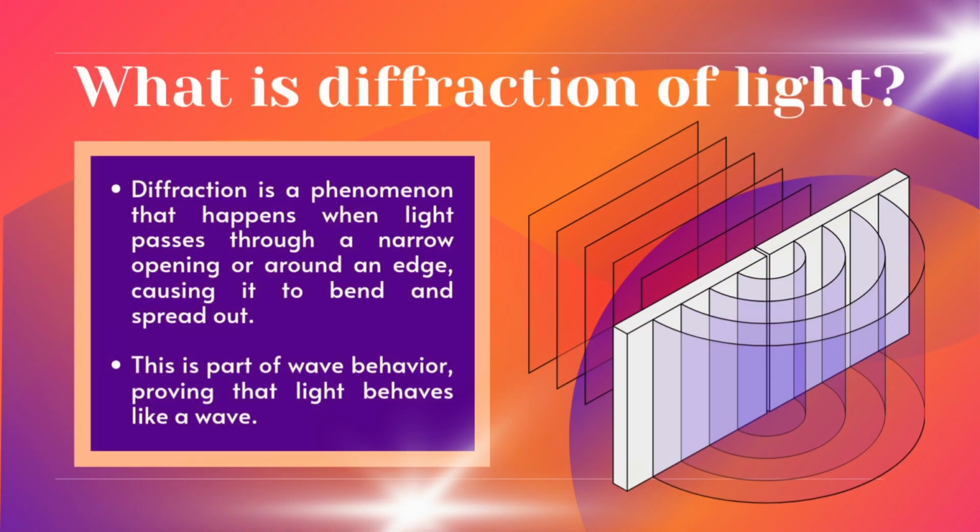Do you know what is diffraction of light? Diffraction is a fascinating wave phenomenon that occurs when light bends and spreads out after passing through a narrow slit or around an obstacle. This spreading confirms that light behaves as a wave and not just as a particle. It's one of the key pieces of evidence in the wave theory of light.